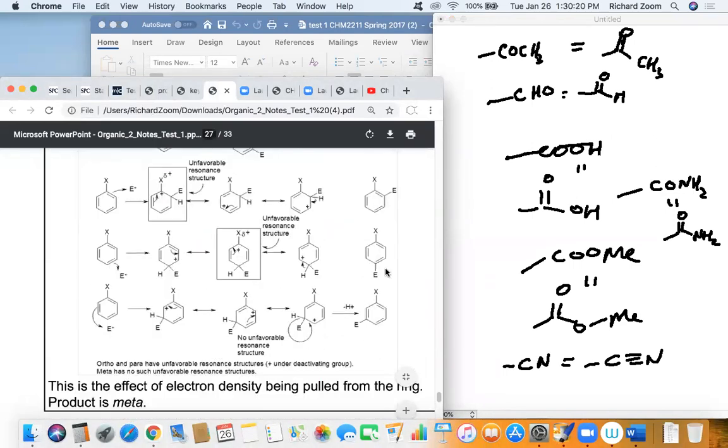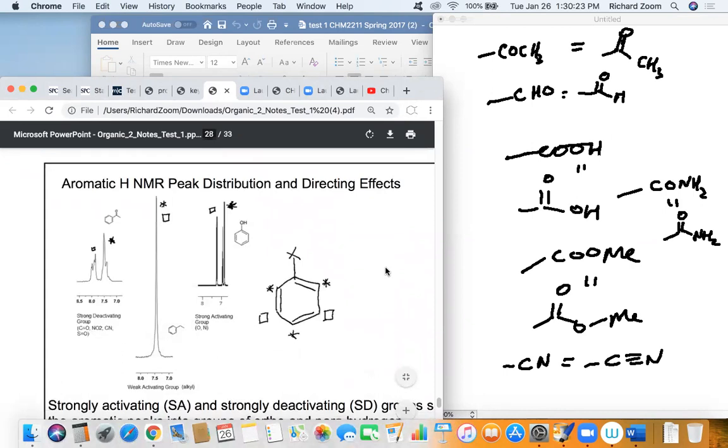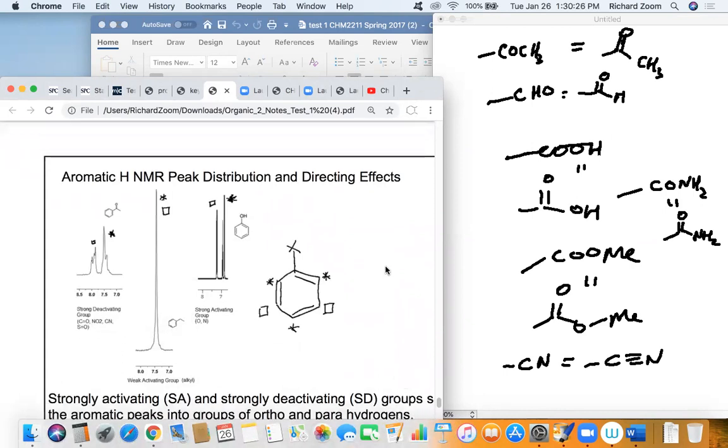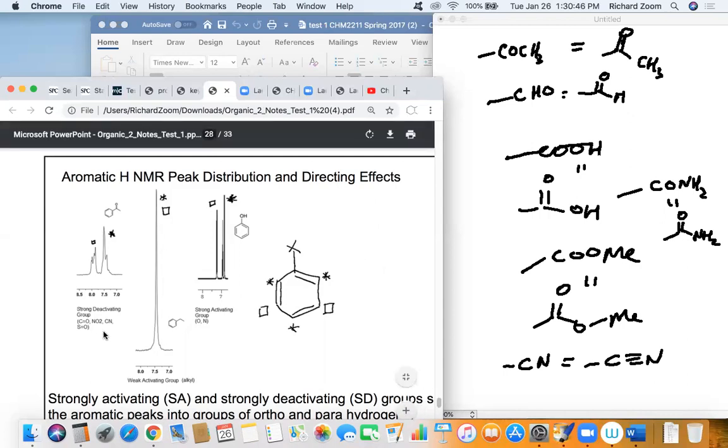All right. We've kind of been through this, or at least I showed you this when we were doing the NMR. And we noticed that there are some interesting things that happen with directing effects and peak distribution in the aromatic ring when we're talking about proton NMR. So when you've got a strong deactivating group like C double bond O, NO2, CN, S double bond O, you'll notice that it splits the aromatic ring into two peaks. And the peaks are centered at around 7.5, or maybe a little bit more than that.